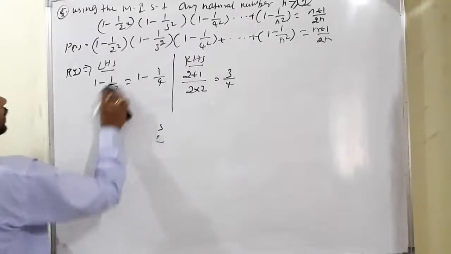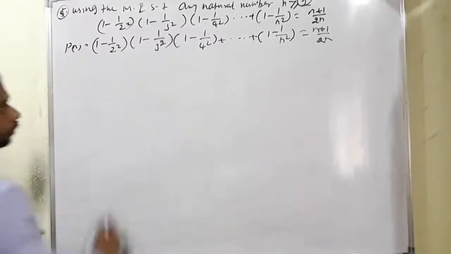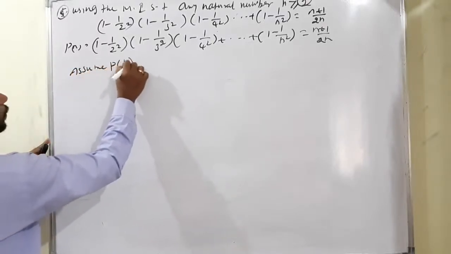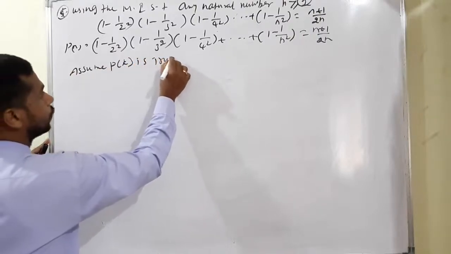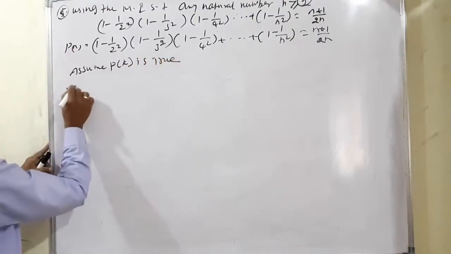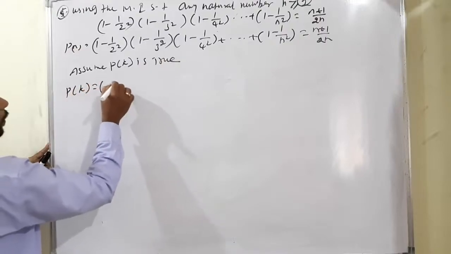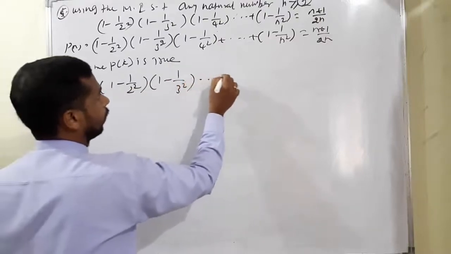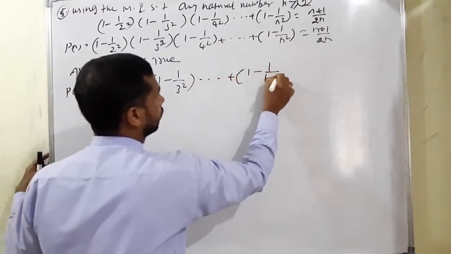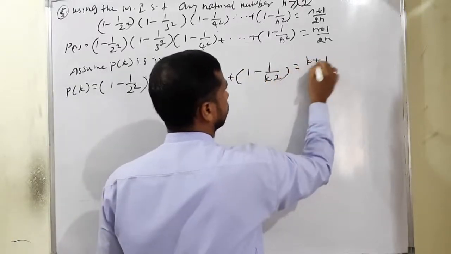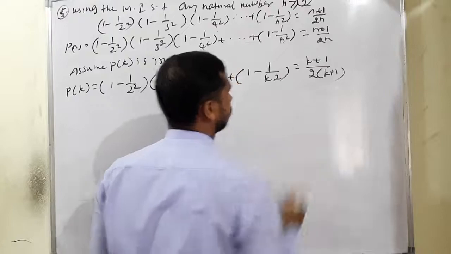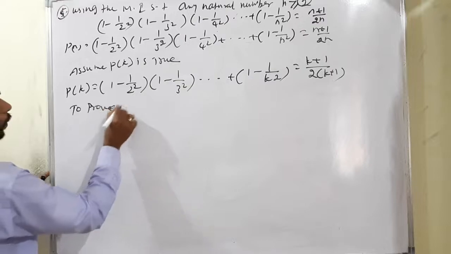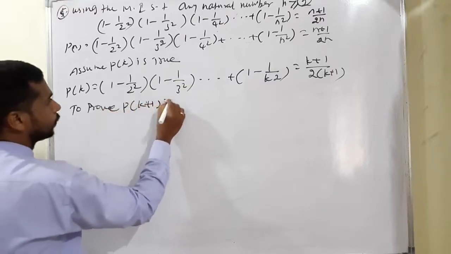Moving to the second one. Second one means assume P of k is true. So P of k is true means instead of n we apply k: (1 minus 1 by 2 square) into (1 minus 1 by 3 square) and so on up to (1 minus 1 by k square) is equal to (k plus 1) divided by 2 into k. So, to prove P of k plus 1 is true.